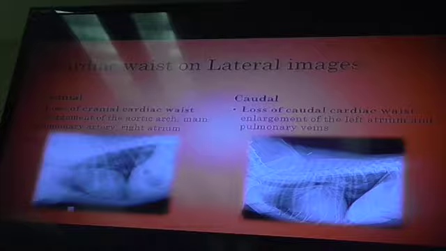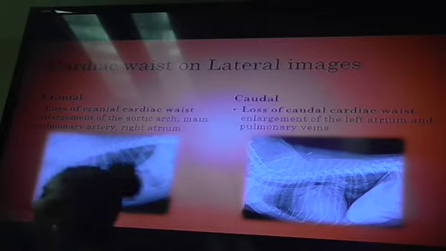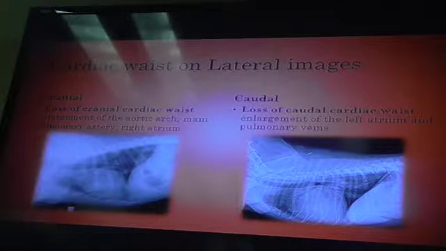When we talk about loss of caudal cardiac waist, the main one that we're worried about when we see that is the left atrium. Okay? And I got an animation on this, I'm gonna see how it works. So, primary cause of loss of caudal cardiac waist is going to be the left atrium. And then you'll talk about the pulmonary veins. So let's see if it draws it for me.